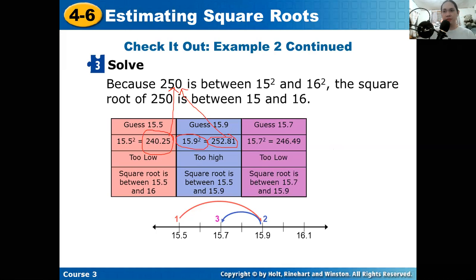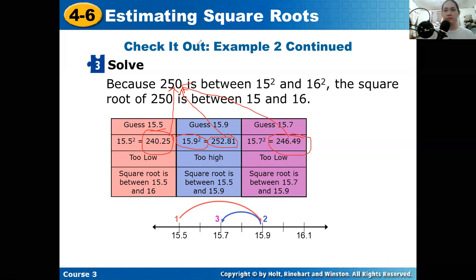Now let's try to guess 15.7. Sir, can I use 15.6? Yes, you may, but it will prolong your agony. Okay, in this case, we have 15.7 as our guessed value. When we square it, that gives us 246.49, which is also far away from 250, but it's closer compared to 15.5, as you can see, 240.25.